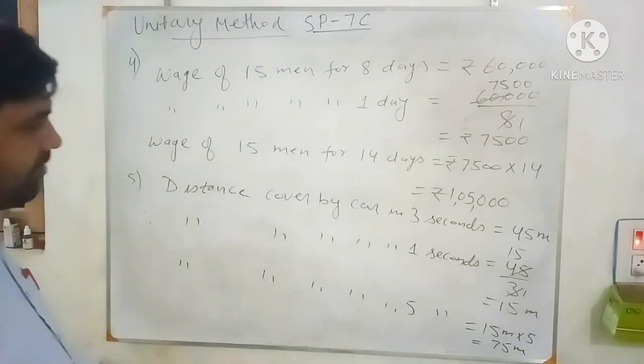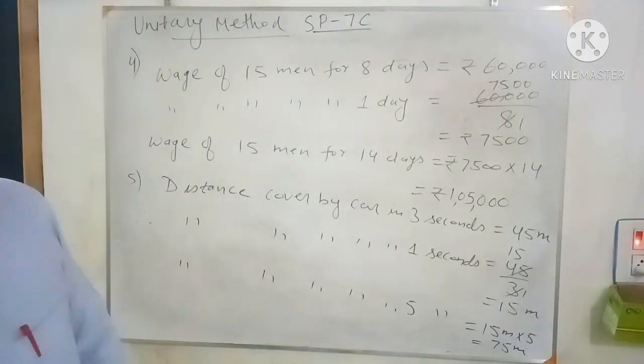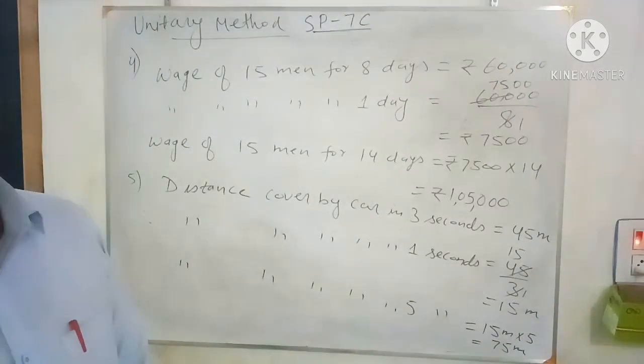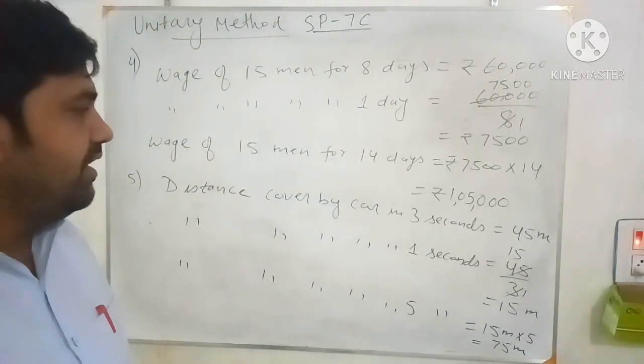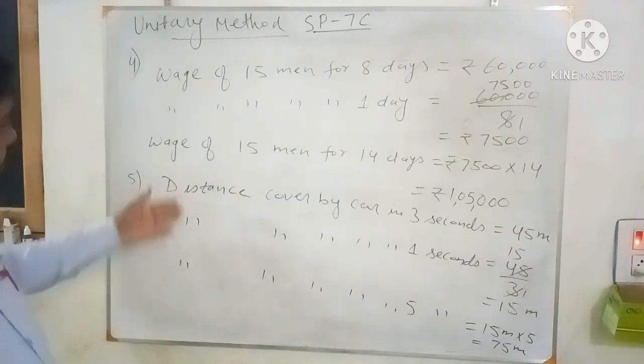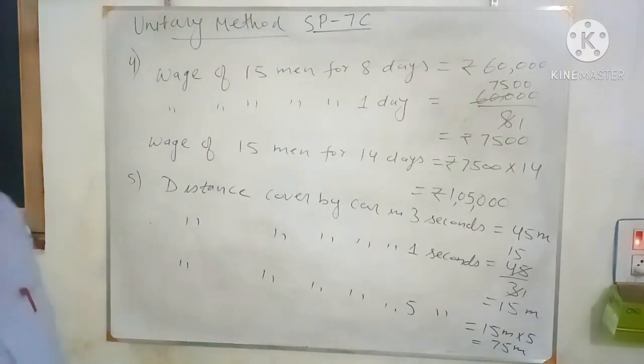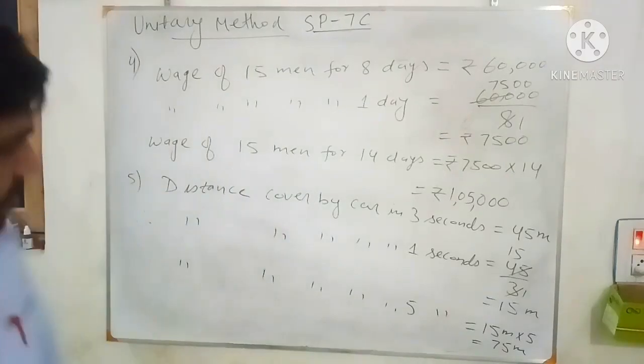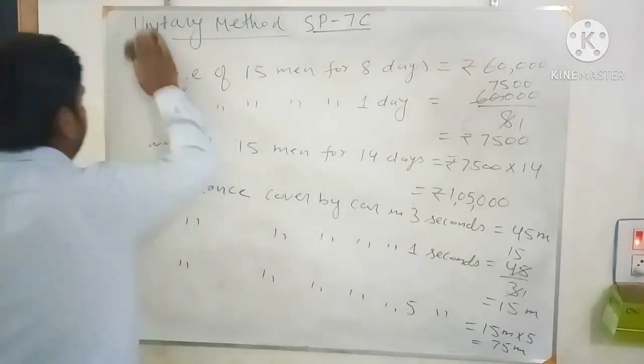Now again you can write the time taken by the car to cover 120 meters, that is 1 by 15 into 120, that is 15 8s are 120, so 8 seconds. Like this, with the help of the unitary method you can calculate the second portion also. Now we move to the next question.